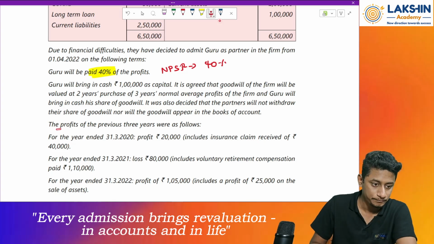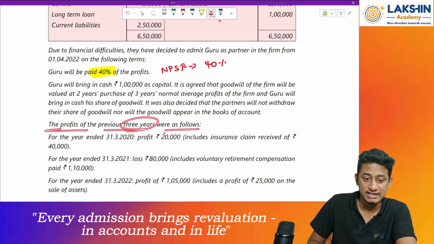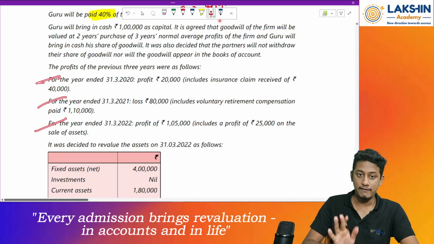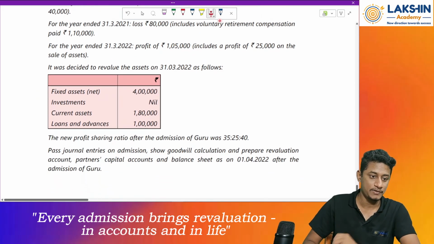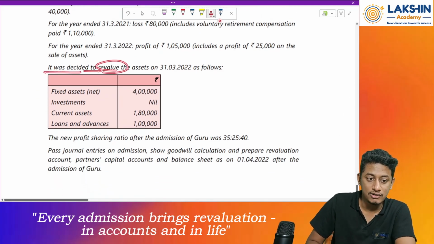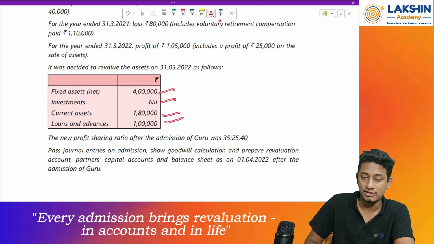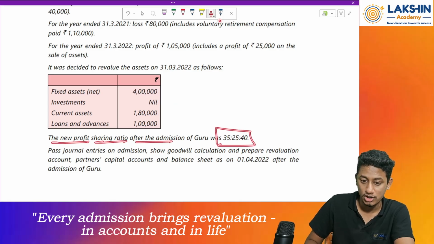Clear? Okay. The profits of the previous 3 years are given to us, as follows. Okay. So 1, 2, 3 is given to us. Wait, I am not going to read this. Wait for some time. Then it was decided to revalue the assets for the previous financial year up to these values. Okay, we will revalue them. Then the new profit sharing ratio after the admission of Guru was this much.